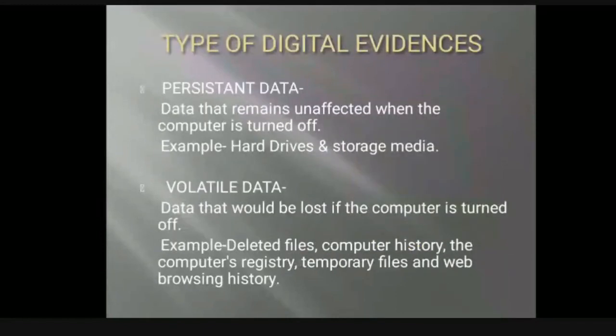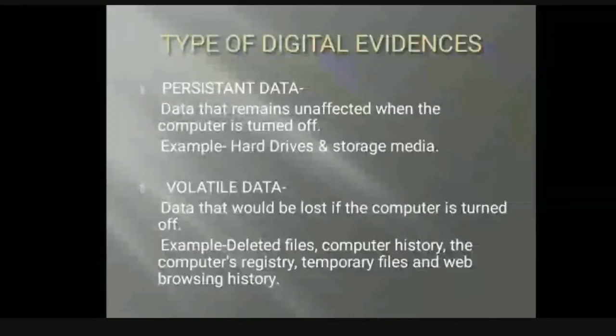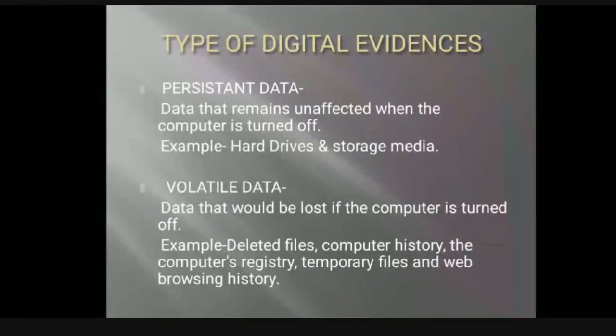Then the types of digital evidence. There are basically two types of data. First one is persistent or non-volatile data that remains unaffected when the computer is turned off, like data on our laptops that is stored in hard drives and storage media like USB. And another one is volatile data, data that would be lost if the computer is turned off, like data in RAM or some temporary files.